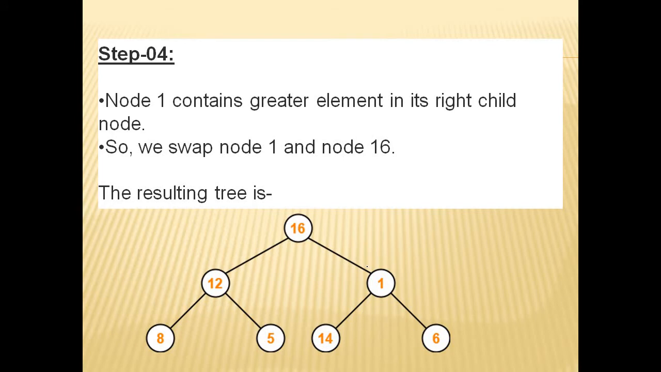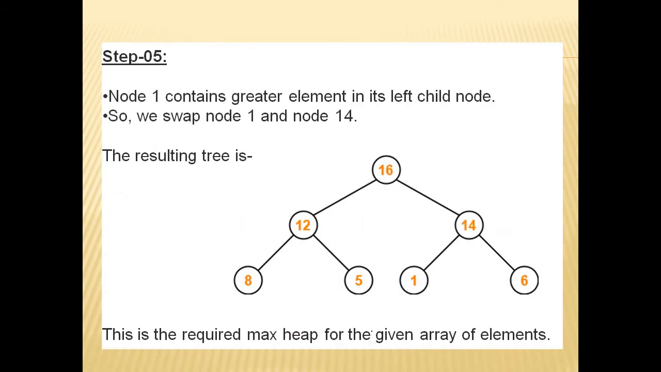This is satisfying the max heap property. This is also satisfying the max heap property, but not this one. Again, we need to process the same thing. We need to identify the highest value and then swap, from here to here and here to here. So node 1 contains the greatest element in its left child node, so we swap node 1 and node 14. So this is the max heap result.